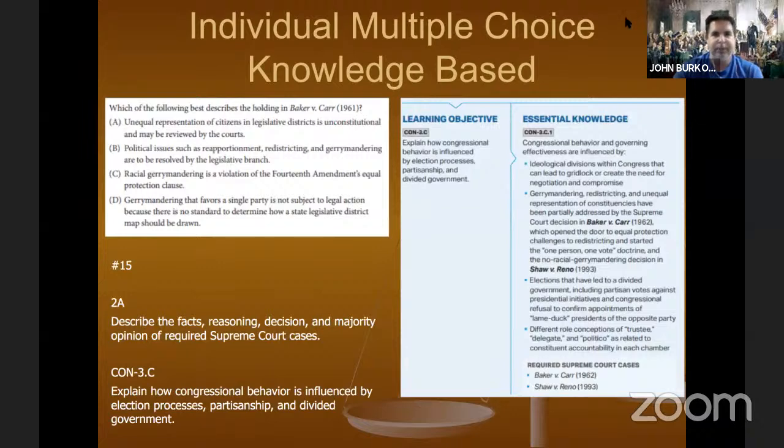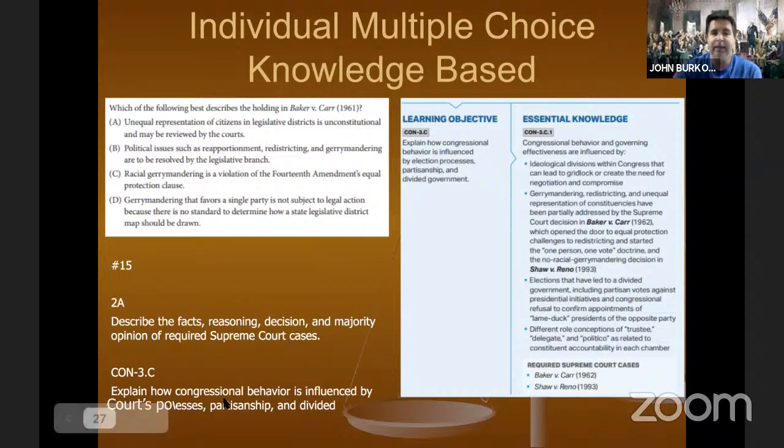Okay, more knowledge-based, but I put this here because, again, here comes a required Supreme Court case. Which of the following best describes the holding in Baker v. Carr? What is the holding? And that's, we're getting into the description. Describe the facts, reasoning, decision, and majority opinion of required Supreme Court cases. Do you see that? You've got to know that. College Board says you must know this.